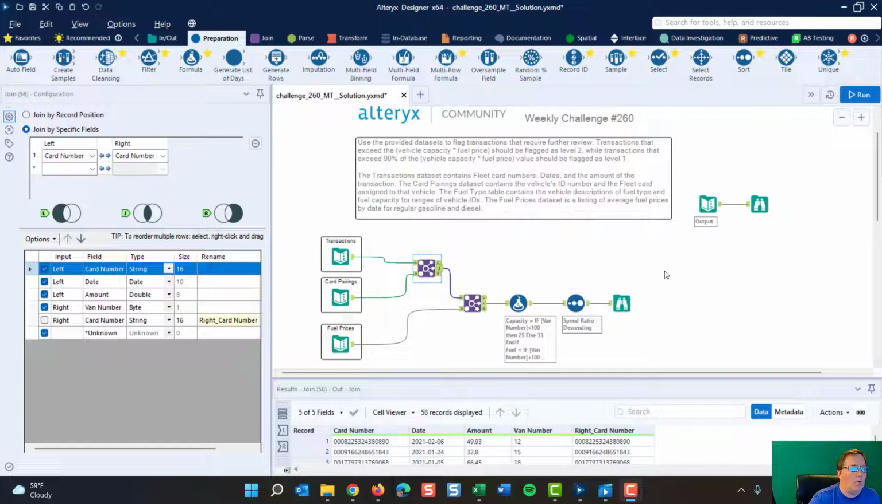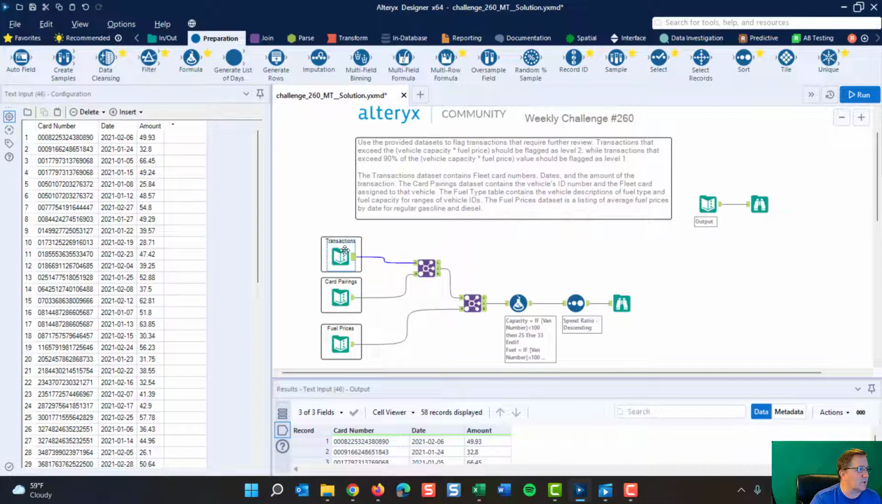The way we do that is transactions that exceed the vehicle capacity times fuel price should be flagged with a 2. Transactions that exceed 90% of the fuel capacity times price should be flagged as 1. Otherwise, they're fine. We are given a number of pieces of information.